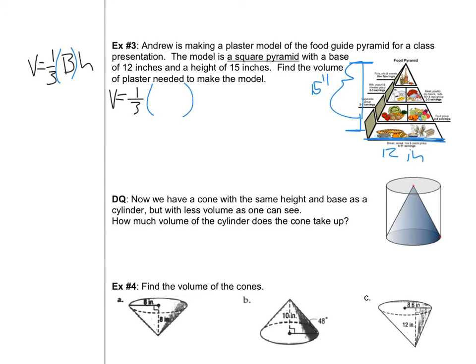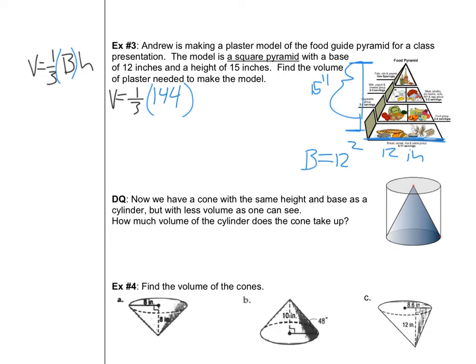And what would be this base area? Well, the base area is the area of the base. And this, they told us, was a square pyramid. So that means the base is a square. So to find the area of a square, you just take the side and you square it. So 12 squared is 144. So base area is 144.